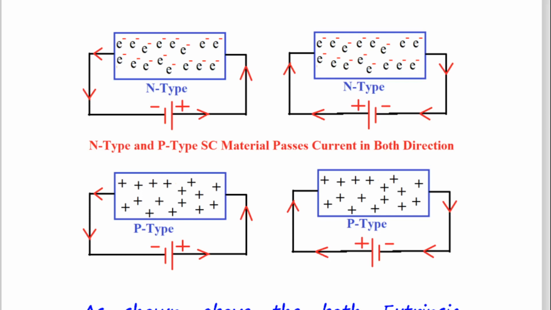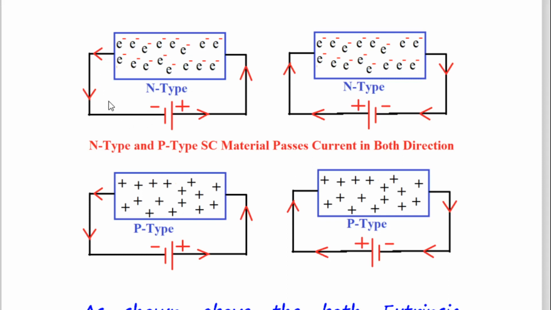Now this is important. N-type and p-type semiconductor materials pass current in both directions. After understanding all these things, n-type semiconductor material has a large number of free electrons, e minus, e minus, e minus, meaning electrons with negative charge. When you connect the battery like this, the conventional direction of flow of current is from positive to negative. The actual electron flows from negative to positive.